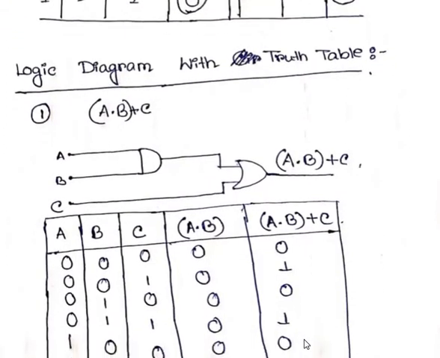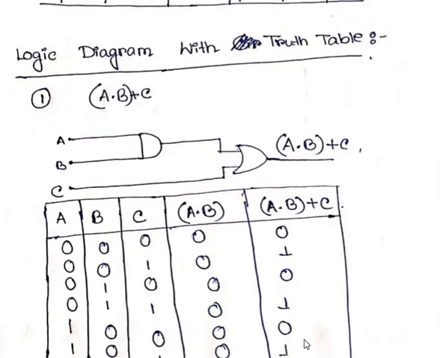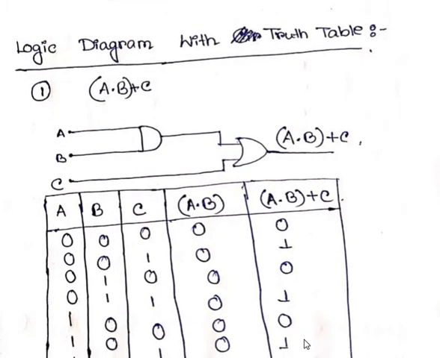Now let's go to the next topic, which is logic diagram with truth table. So the question will be coming like, draw the logic diagram for an equation and draw the truth table too. Now here I have taken an example. The input is 1 into A into B, which is within a bracket, plus C.